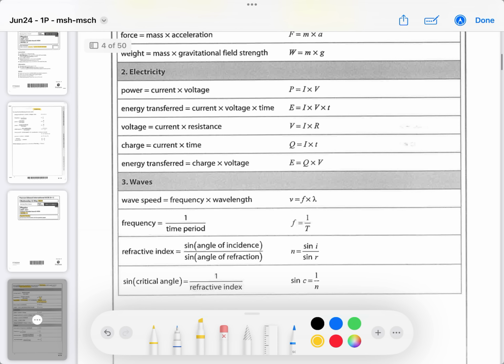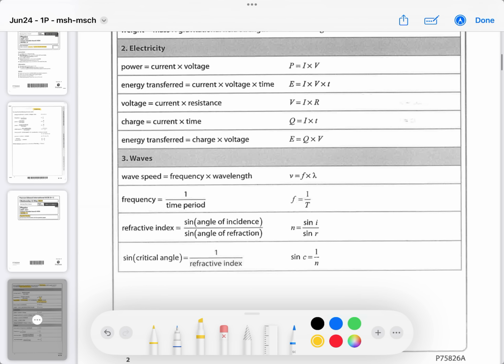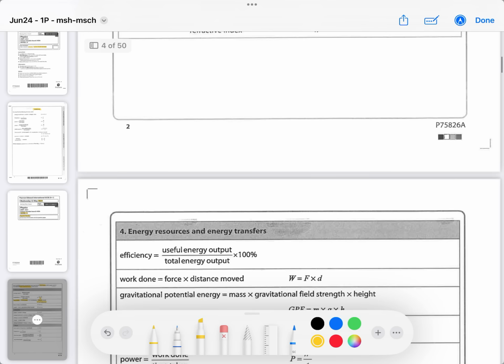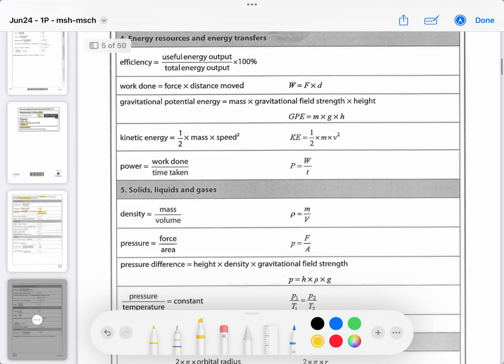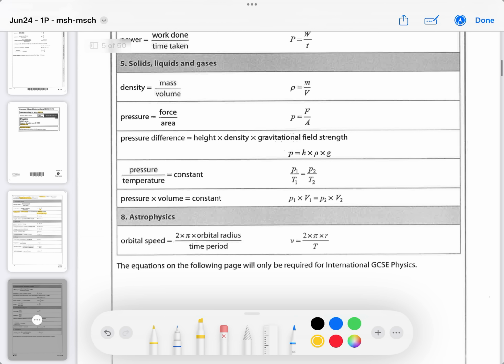Electricity has its own list. Waves, you need to know. And then energy: kinetic energy, gravitational potential energy, work done, efficiency and power. And then solids, liquids and gases: density, pressure, pressure difference due to being under a fluid of density, P equals h rho g. So that pressure increases with depth.